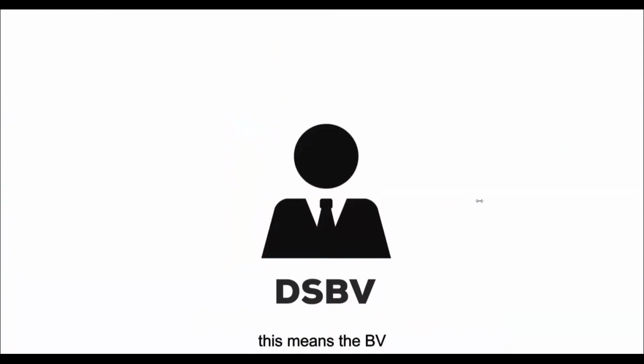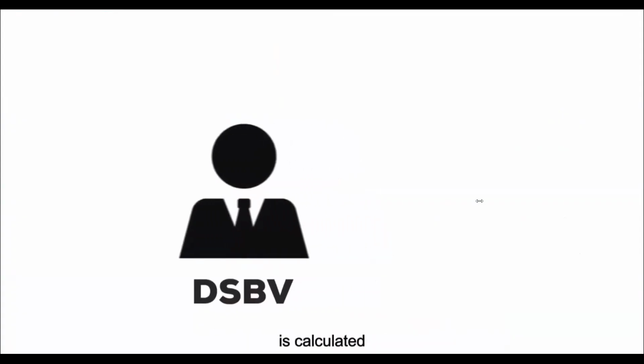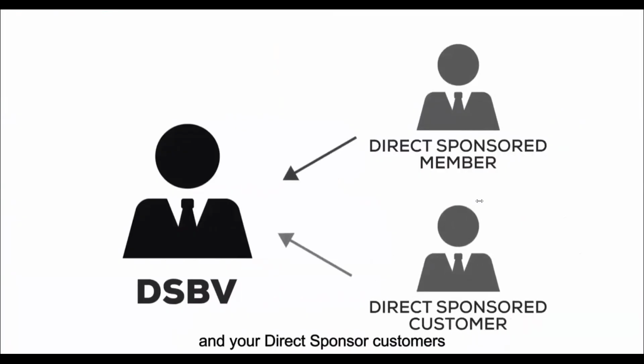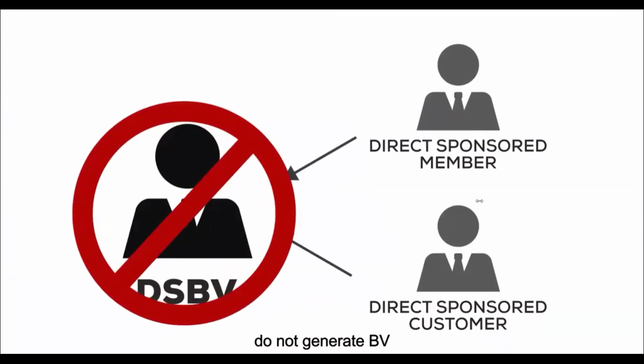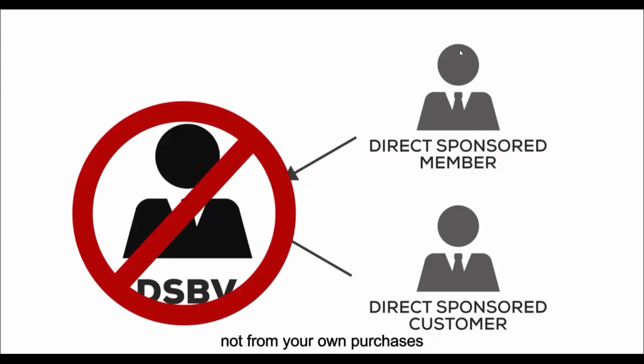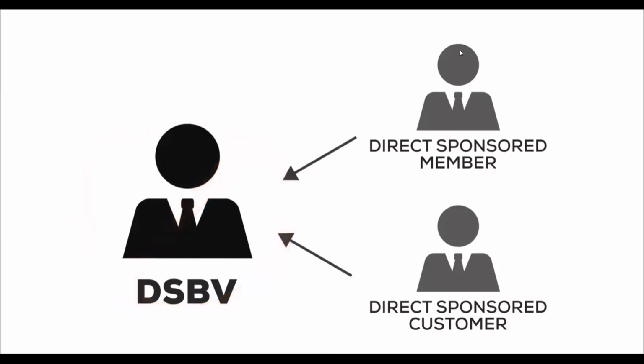This means the BV under your member account is calculated solely based on the orders placed by your direct sponsor members and your direct sponsor customers. Orders placed under your own member account do not generate BV for your qualification. In simple terms, your member account receives BV only from your DSBV structure, not from your own purchases. Understanding this distinction is very important before placing any orders.